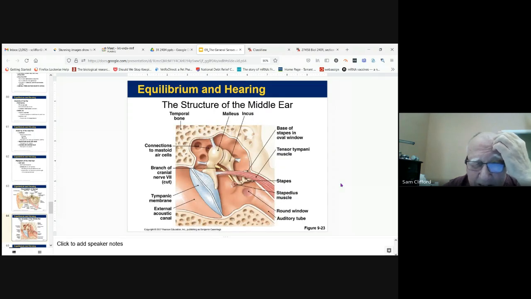If you look closely at the auditory ossicles, we have the eardrum attached to the malleus, incus, and stapes. And the round window is there so that waves that are initiated in the fluid of the cochlea can be dissipated or dampened or reduced by vibrations of the round window.